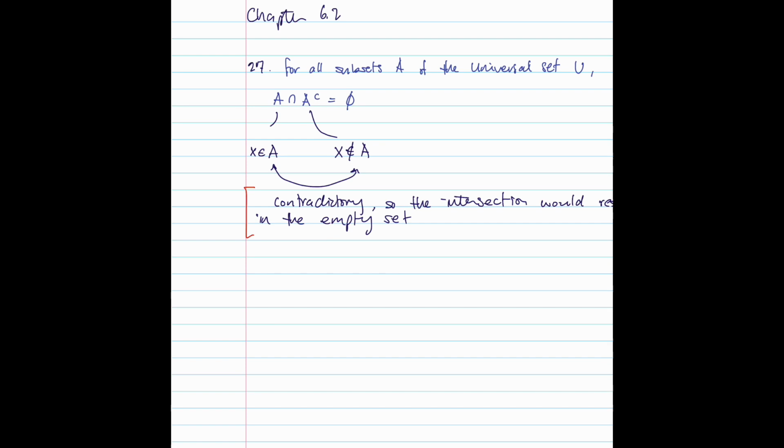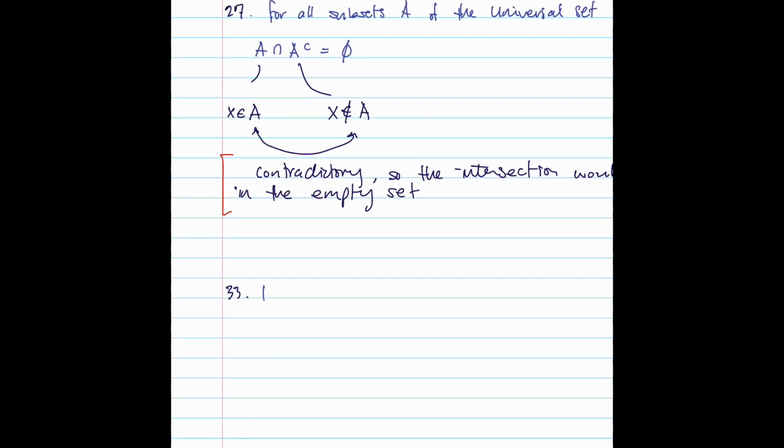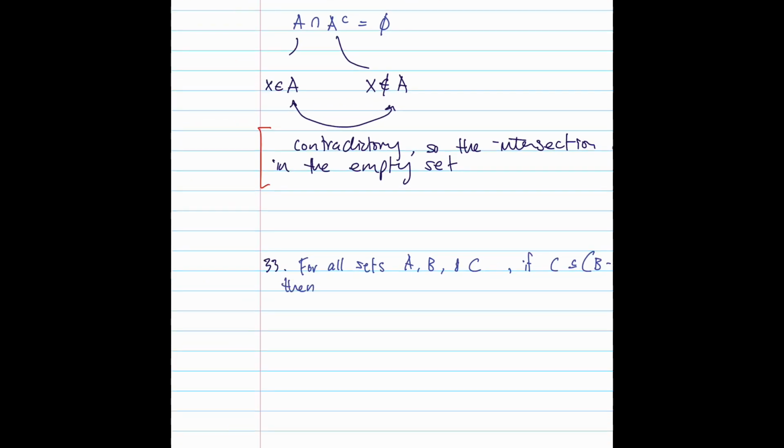All right, next question, number 33. Okay, so this says that for all sets A, B, and C, if C is a subset of B minus A, then A intersection C is equal to the empty set.